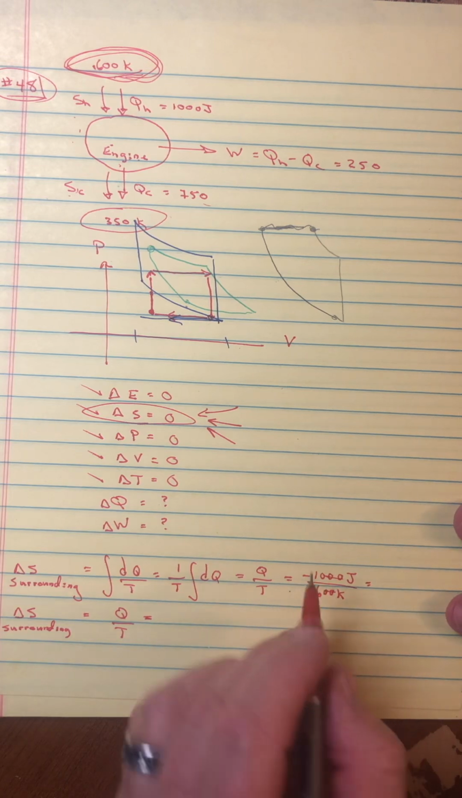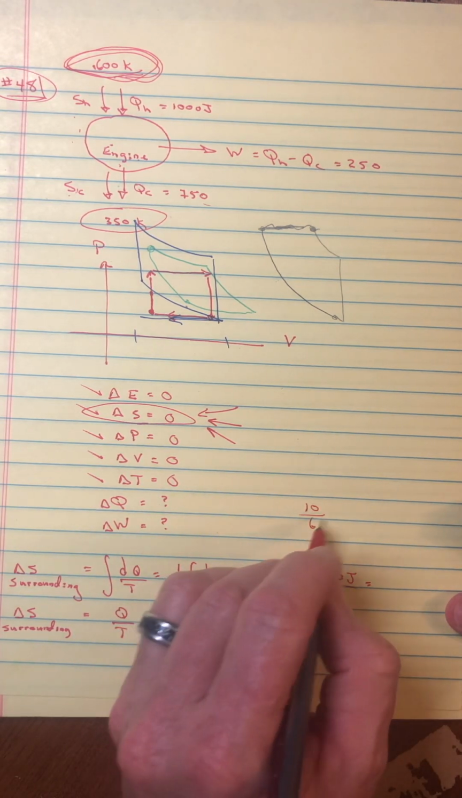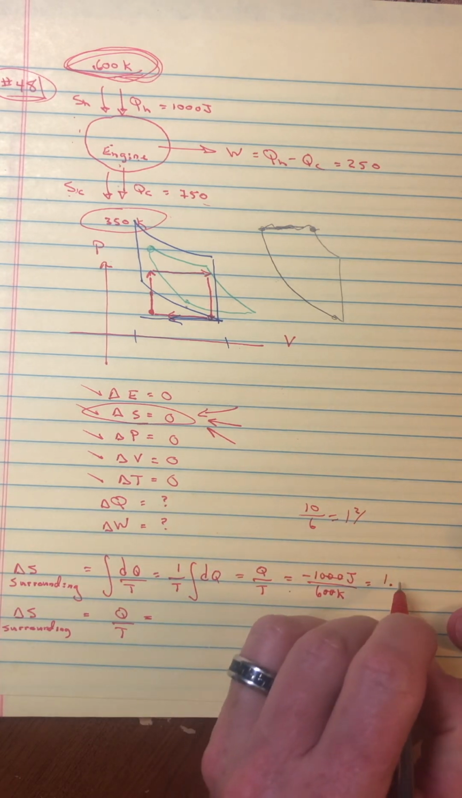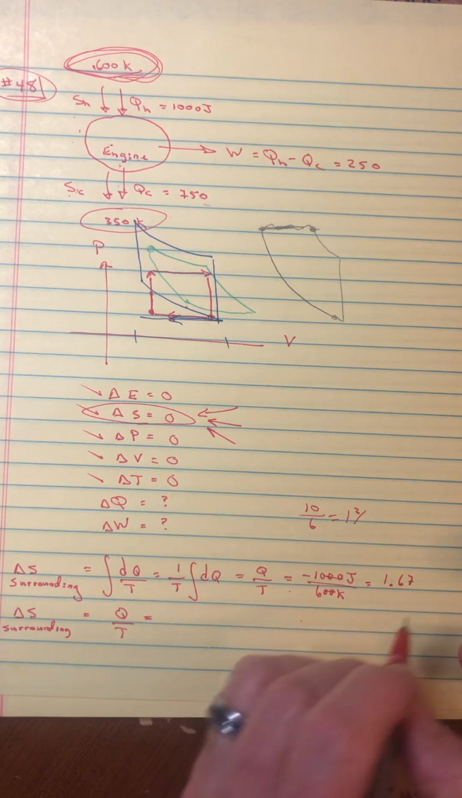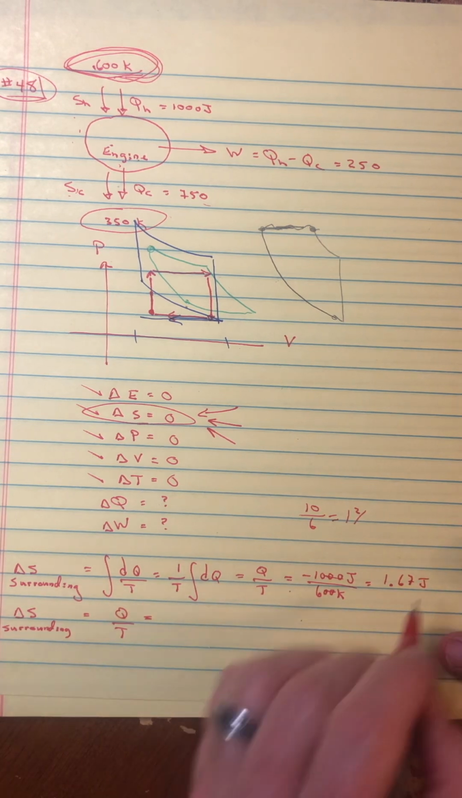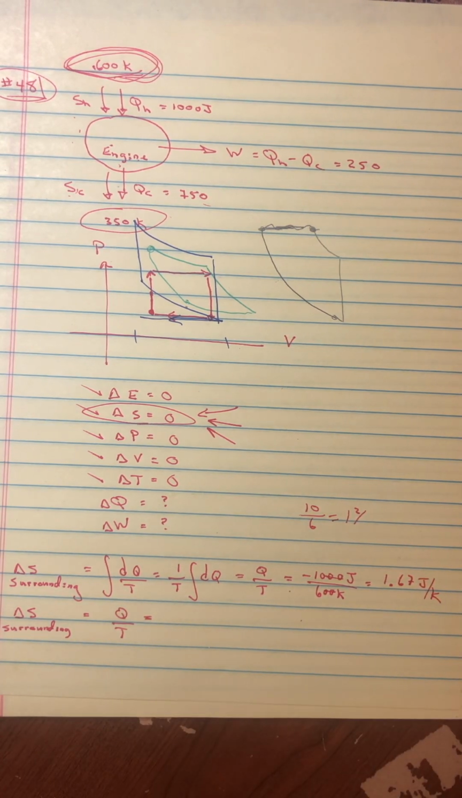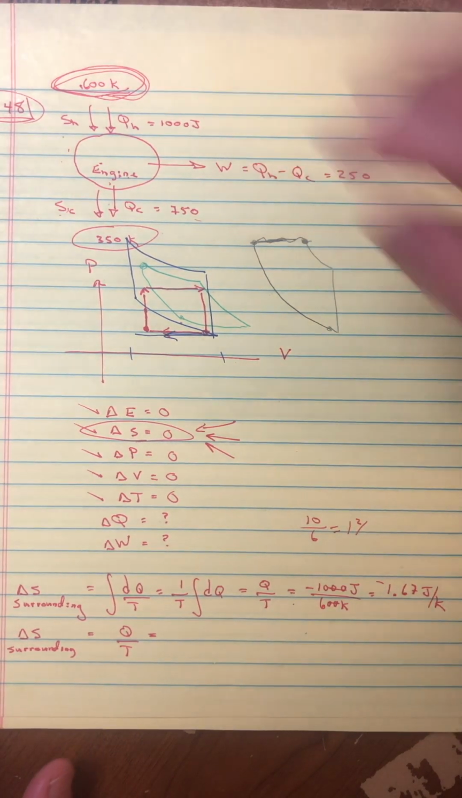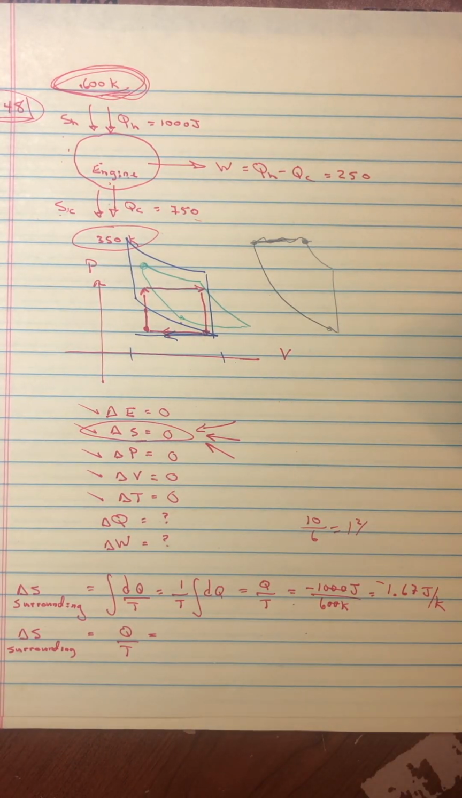And so this is a 10 over a 6, which is 1 and 2/3. So 1 point, I'll call it 67 joule per Kelvin. Oh, and negative. So that's the decrease of the molecular motion because of the energy coming out of the hot reservoir.